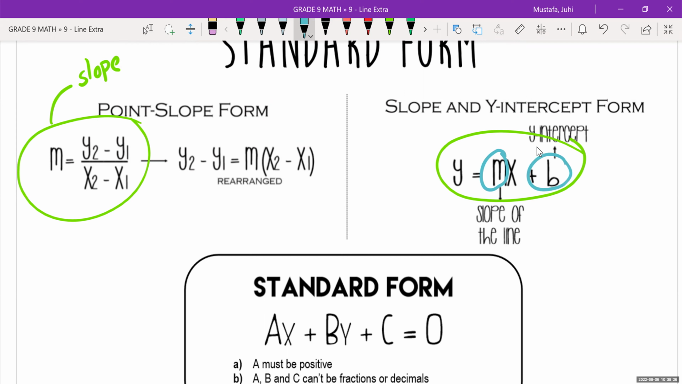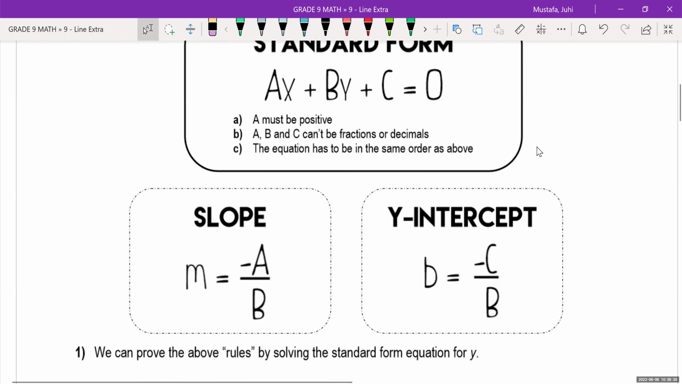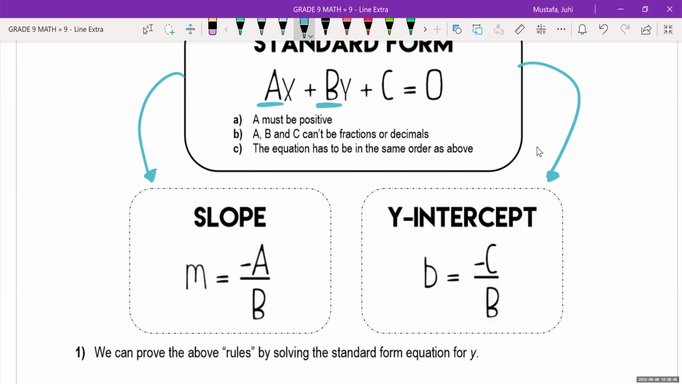Well, what about when something's in standard form? How do we figure out the slope and the y-intercept? There are two formulas that you're going to have to memorize, and they're going to be really helpful in grade 10 as well, so it's good for you to memorize them now. To figure out the slope, which is m, we're going to go negative the value for A divided by whatever the value for B is. And we'll practice doing that a little bit.